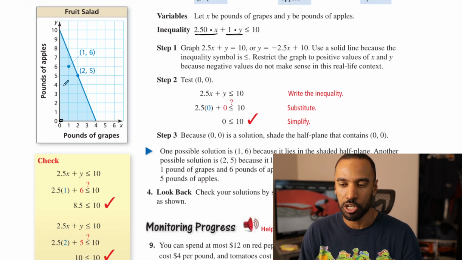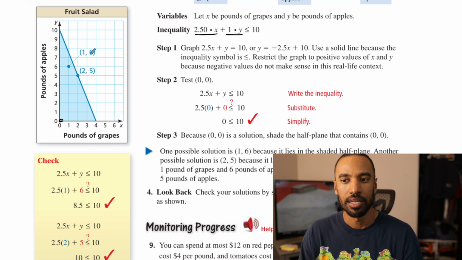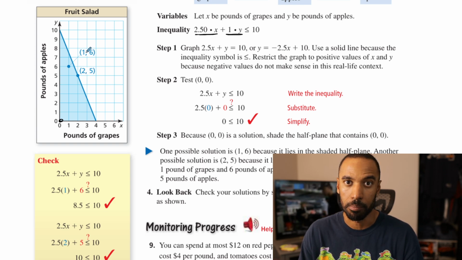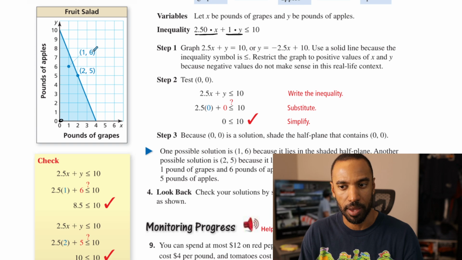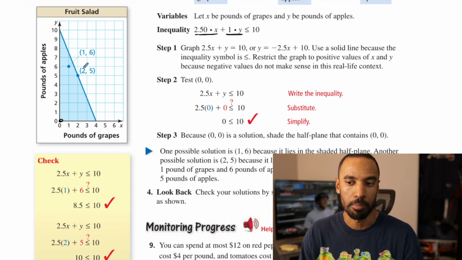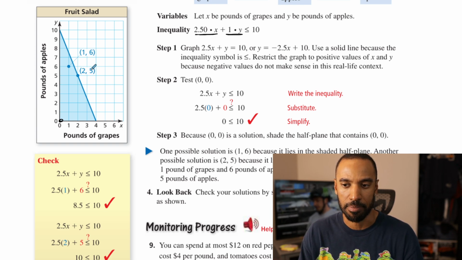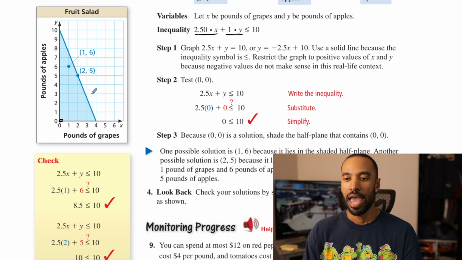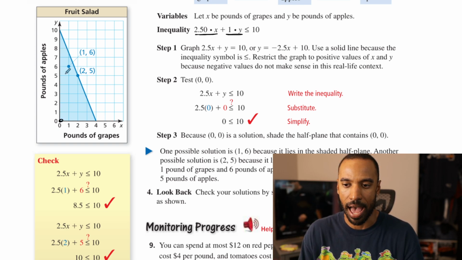Remember, anything that's in the shaded region or on the line will be a solution. So they chose something in the shaded region, 1, 6, and something on the line, 2, 5. This means you can buy 1 pound of grapes and 6 pounds of apples and be under $10. You can buy 2 pounds of grapes and 5 pounds of apples. You can be at $10 with that. Anything in here will keep you at or under $10. That's what this set means.